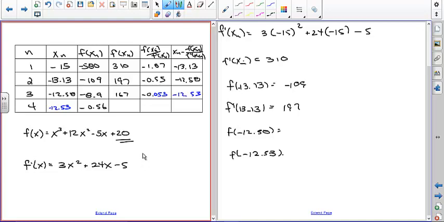And the first derivative is 165. So I take 0.56 and divide by 165, and my next change is only going to be 0.003. So when I correct for that, you can see it's in the third decimal place.